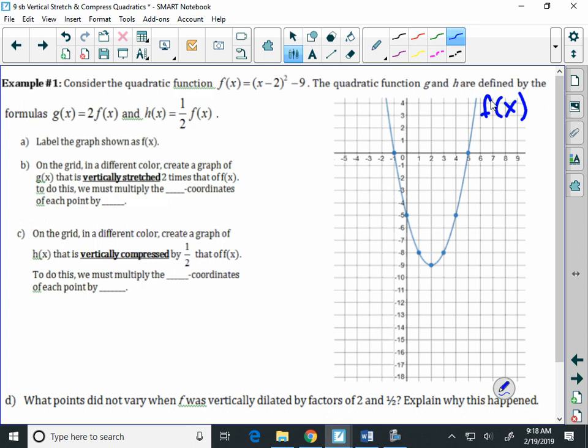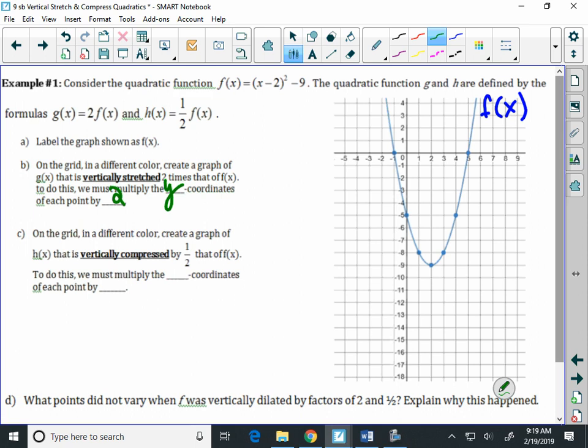Again, you might want to draw this in color or whatever works for you on your notes. In part B, it says on the graph, in a different color, create a graph that is vertically stretched 2 times that of f of x. In order to do that, we're going to multiply the y coordinates of each point by 2. I want to point out that we're only multiplying the y coordinates.